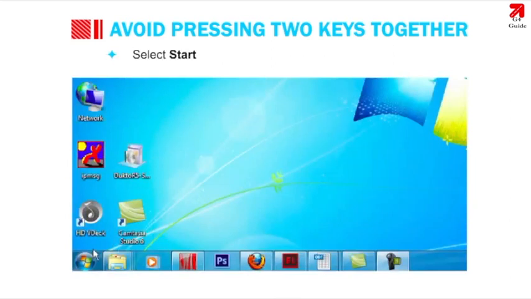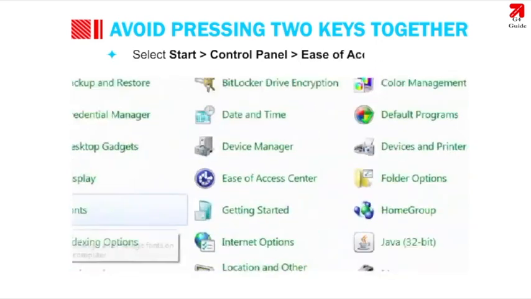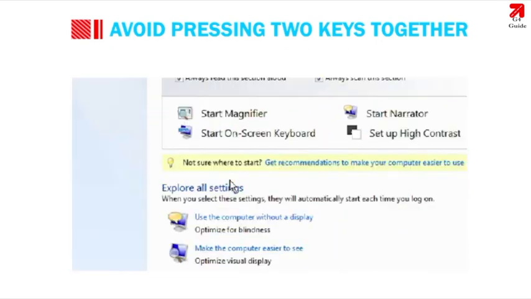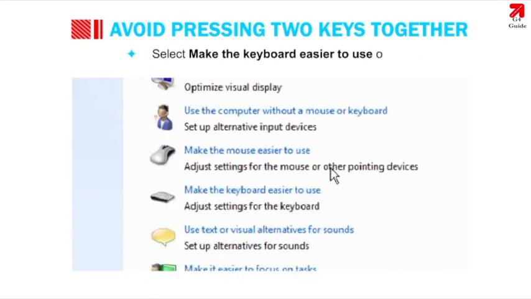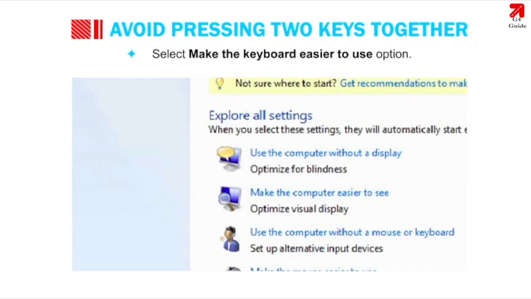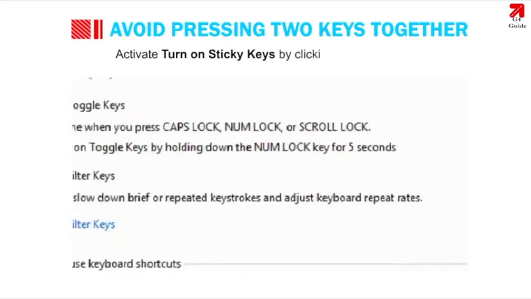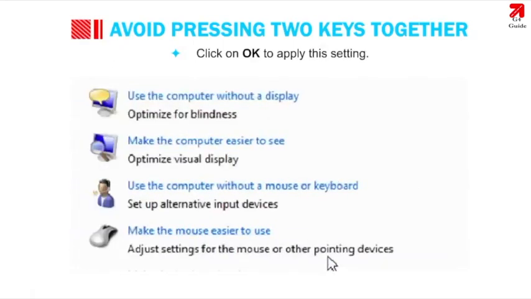Select Start, then Control Panel, then Ease of Access Center. Select Make the keyboard easier to use option. Activate Turn on sticky keys by clicking on the checkbox. Click on OK to apply this setting.